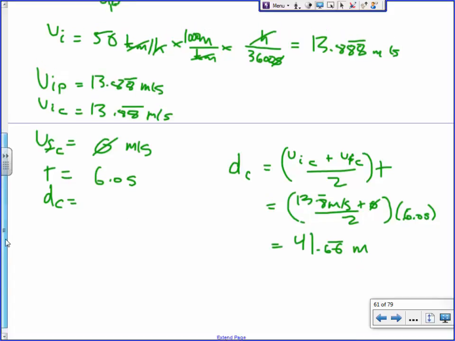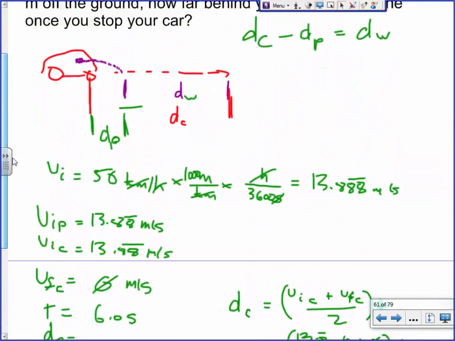So I'm just going to go back and amend my diagram here. The car traveled 41.6 repeating meters. I'll deal with sig digs when I'm done. But for right now, that's how far I made it in my car before my car came to a stop. Right? I dropped my phone, I instantly hit the brakes.